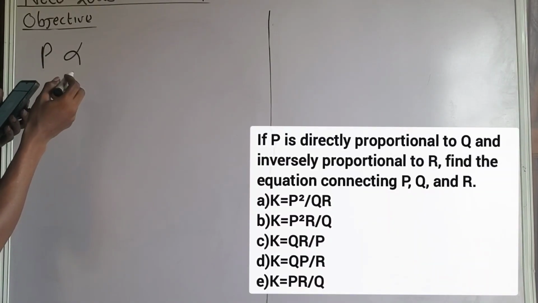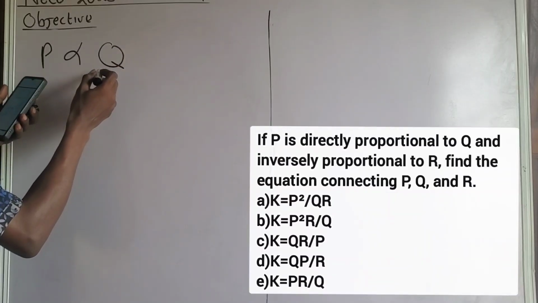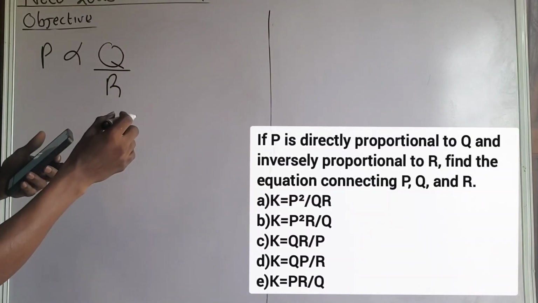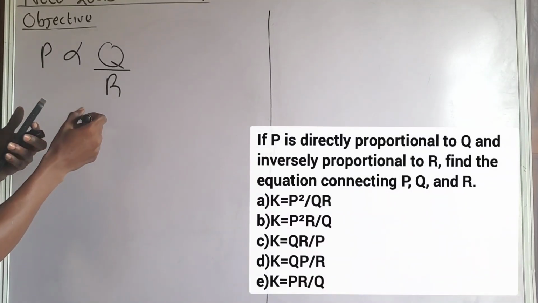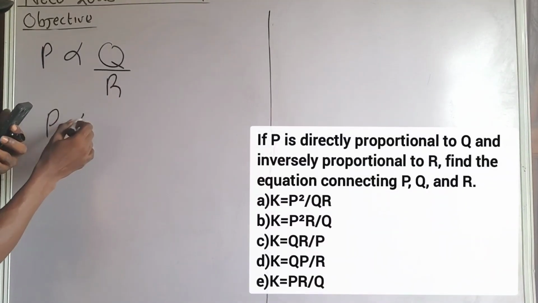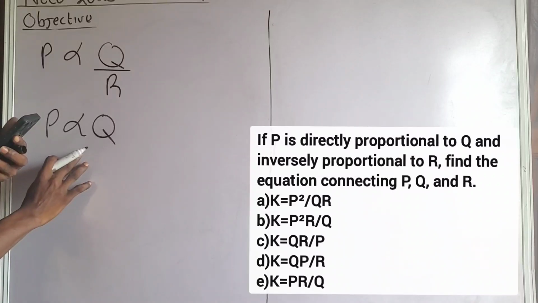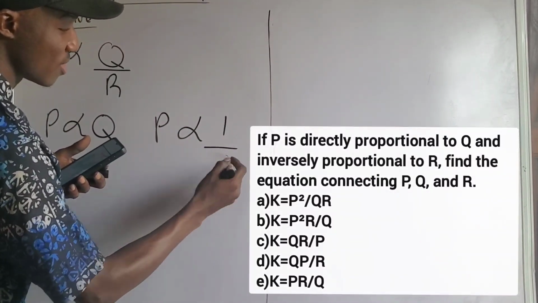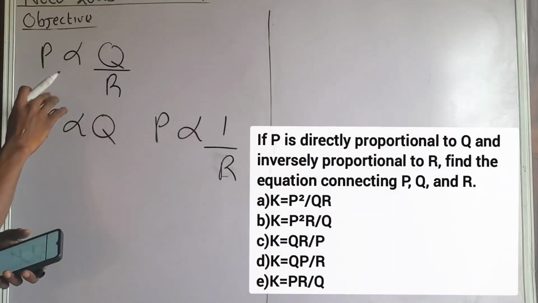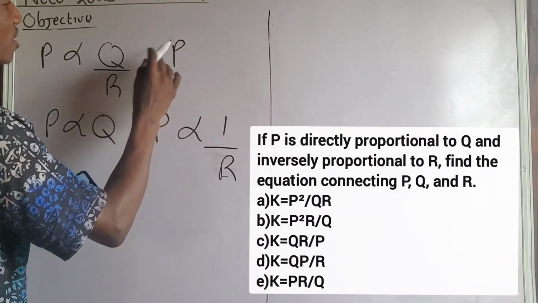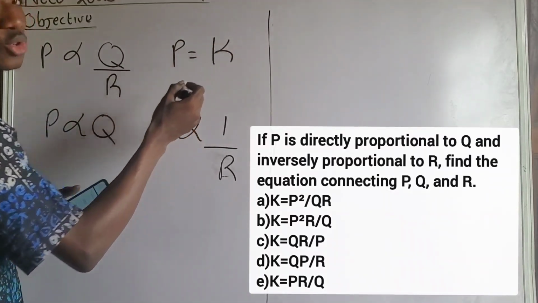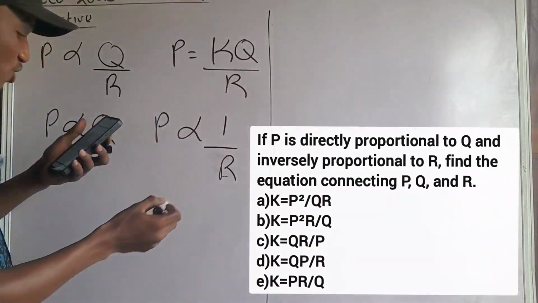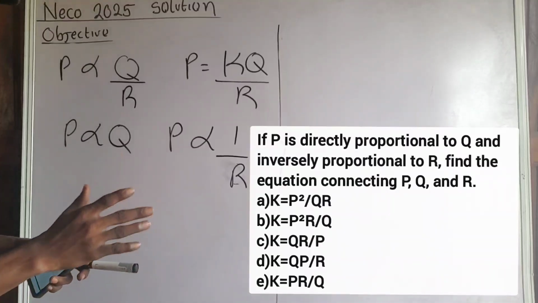P is directly proportional to Q and inversely proportional to R. You understand? Inversely proportional simply means 1 over, are you getting it? And directly proportional means equals to. This is direct variation. Inversely proportional, this is 1 over R. So if I want to write a single expression for this, I'm going to introduce a proportionality constant. P equals to KQ all over R. Do you understand? Now, it's simple.